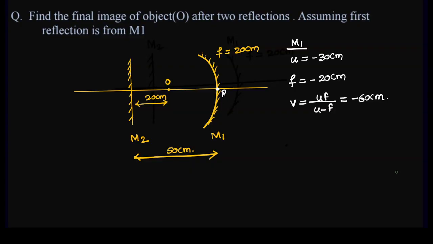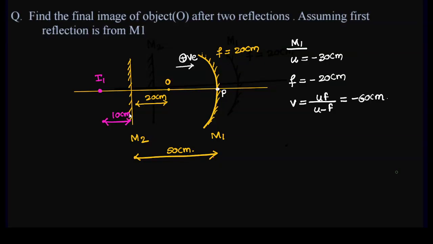And we need to wait. So this direction is the positive direction now. We need to move the minus 60, which means opposite to the incident ray we need to move. So this is the 50 and then this will be 60. So we can call this the first image. And this distance is how much now? 10 centimeters.